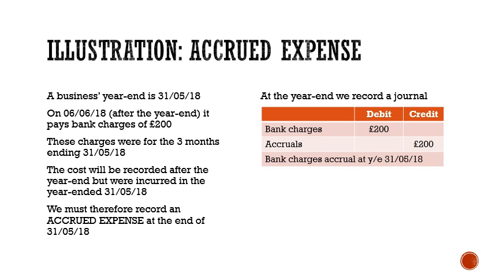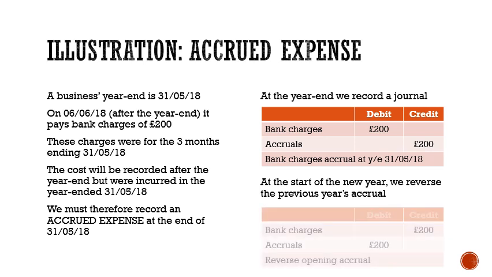At the start of the new accounting period, so on the 1st of June 2018, we would put through another journal to reverse that original journal. Now, what do we mean by reversing it? All I mean is that we put through the same journal, but the debits and credits are swapped round. So we will credit the bank charges with 200 and debit the accrued expense with 200.